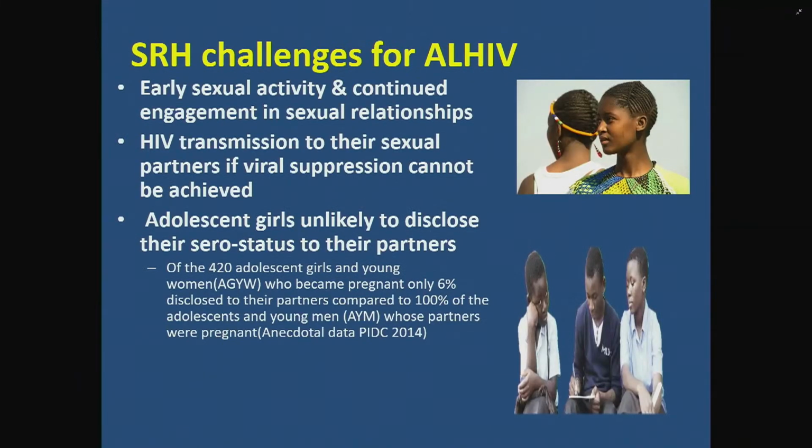Adolescents face many challenges, and one of the challenges they face is sexual and reproductive health challenges, including early sexual activity. Also, HIV transmission to their sexual partners if they are not virally suppressed. In a previous study, which we did 10 years ago, and I believe that the results could change, we interviewed 420 adolescent girls, many of whom had become pregnant but were not disclosing to their significant others. But of the boys who had gotten their girlfriends pregnant, the majority of whom were in a discordant relationship, 100% of them had disclosed.